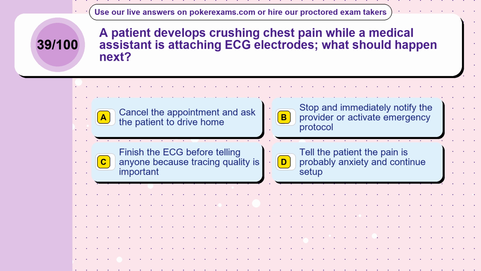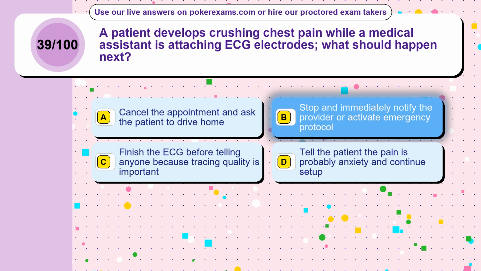Question 39. A patient develops crushing chest pain while a medical assistant is attaching ECG electrodes. What should happen next? Option A. Cancel the appointment and ask the patient to drive home. Option B. Stop and immediately notify the provider or activate emergency protocol. Option C. Finish the ECG before telling anyone because tracing quality is important. Option D. Tell the patient the pain is probably anxiety and continue setup. The correct answer is option B.